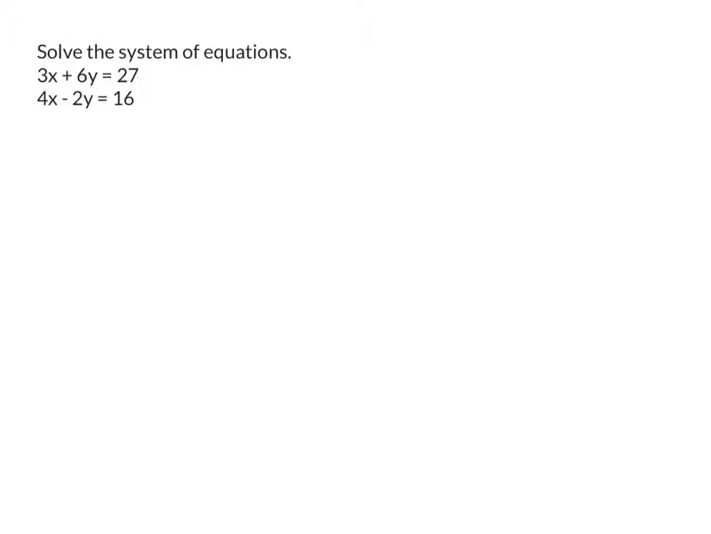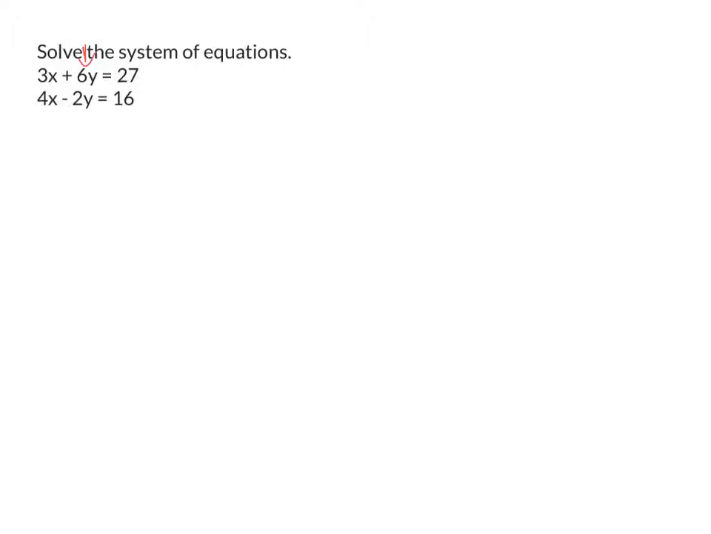If I add the x's, 3x and 4x make 7x. If I add the y's, 6y and negative 2y make 4y. And even if I subtract, that's not going to help, because the numbers we have for coefficients are neither the same nor the opposite of each other. So what do I do? Well, I'm going to focus on the y's in this case.